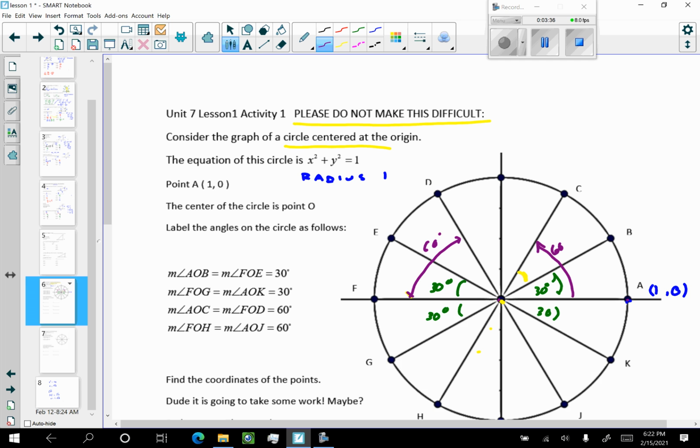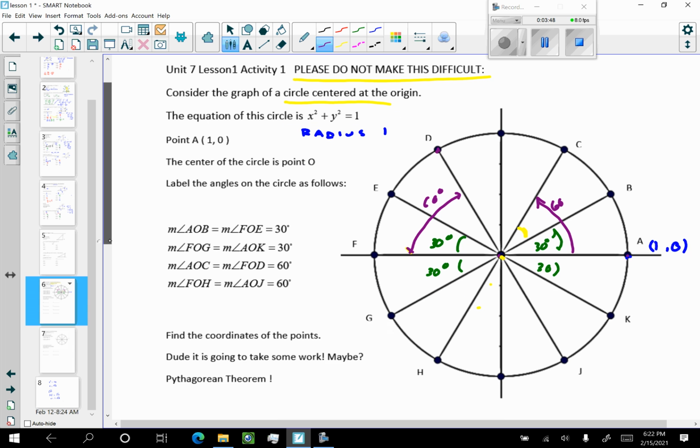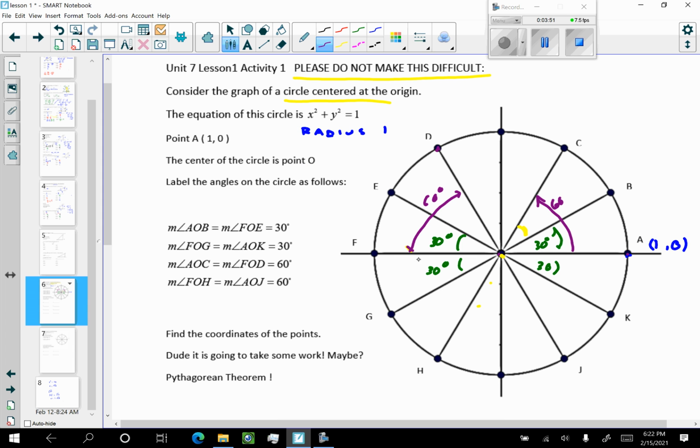This angle here is 60 degrees. We place the point D in such a manner that FOD was 60 degrees. And we're going to place the point H on the circle, FOH, so that this angle here is also 60 degrees. And we're going to place this point J in a manner that this angle AOJ is 60 degrees. So what I've done is I have labeled 8 points on the circle, B, C, D, E, G, H, J, K, such that I have a couple 30-degree angles and I have like 4 60-degree angles.